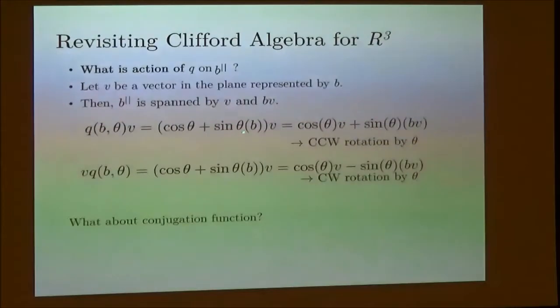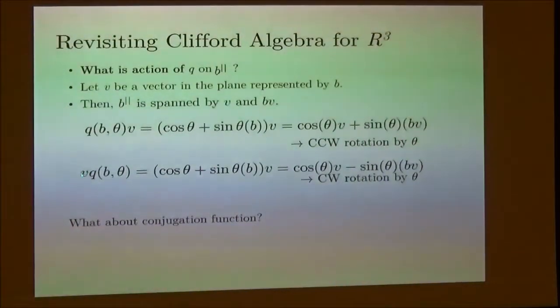So we have the quaternion, and we have the V, which we are trying to transform. And we get a new vector in the plane of B and BV, parallel to the Y vector, which is a counterclockwise rotation by theta. If you multiply V on the left-hand side, you actually get a negative sign. So that's a clockwise rotation. So you can see that things are very, very similar to what we had for the quaternions.